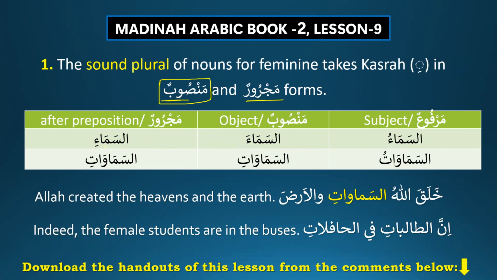And if it's a singular noun, we know that it takes dhammatan, fathatan, and kasratan. For example, we say zaidun, zaidan, and zaidin. But when we talk about the sound plural of the feminine, that's very, very important, then in mansub and majroor, it takes kasra. For example, we say as-samawatu, as-samawati, as-samawati. So we can see that when it is mansub, it has kasra, and when it is majroor, it has kasra as well.